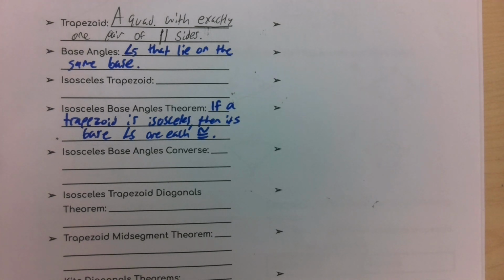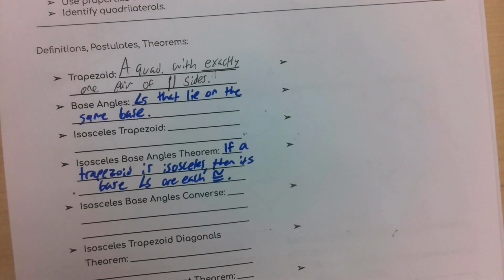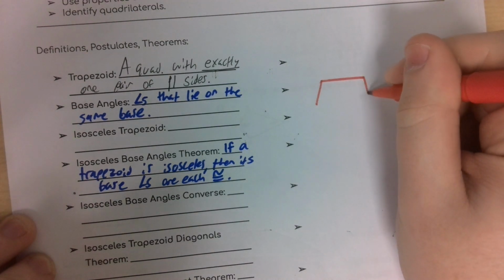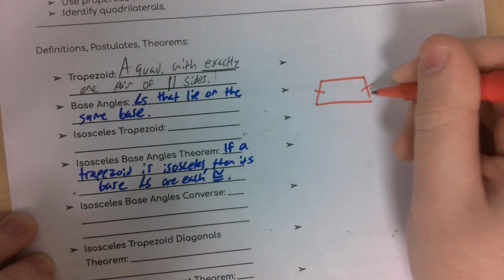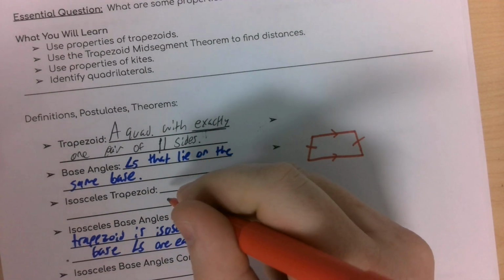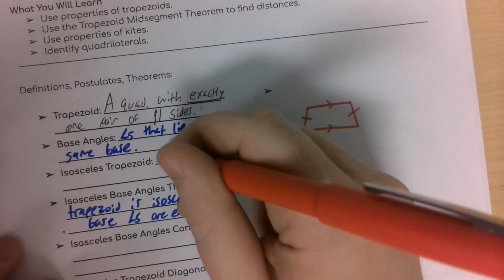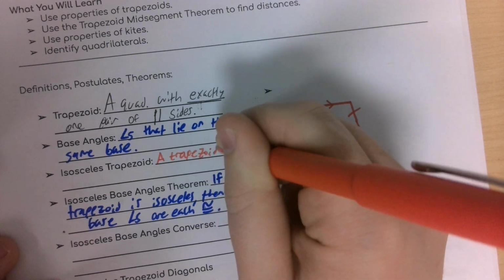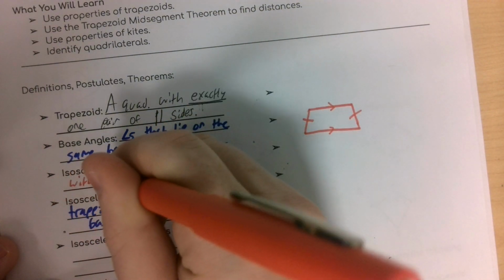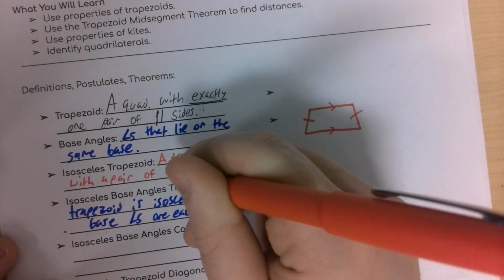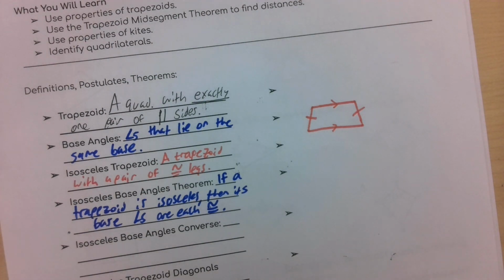An isosceles trapezoid, however, is specifically when we have those two legs on either side of the trapezoid that are congruent. So if you see a trapezoid where the legs are congruent, it's an isosceles trapezoid. So once again, the definition is a trapezoid with a pair of congruent legs. Cool.